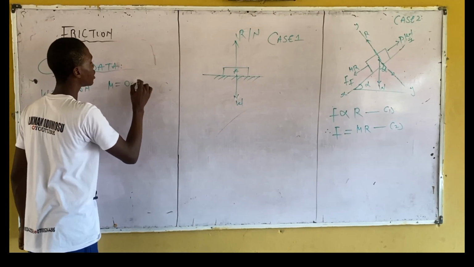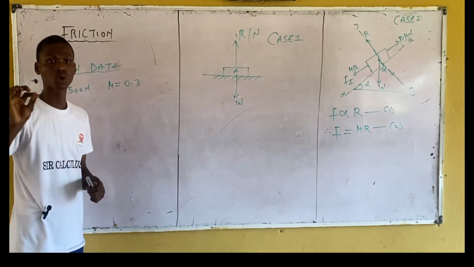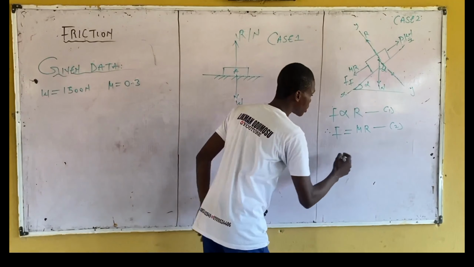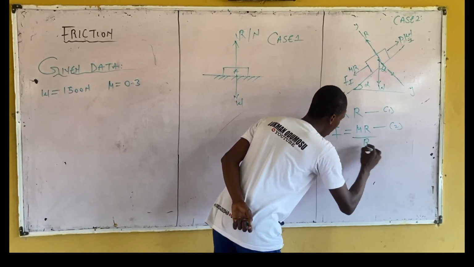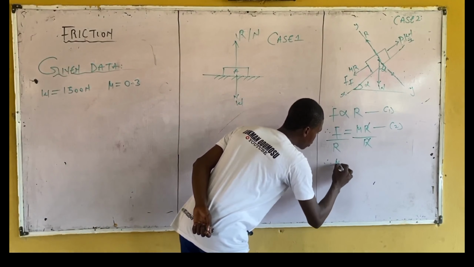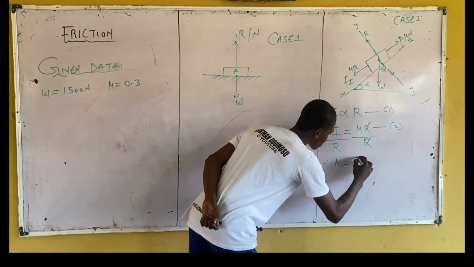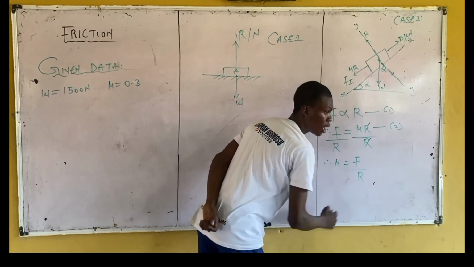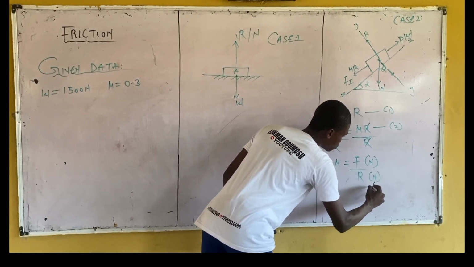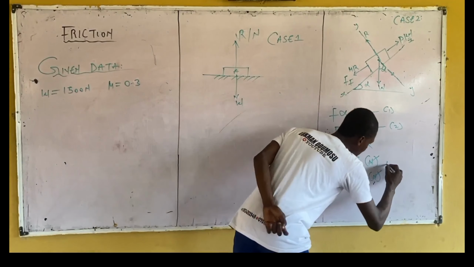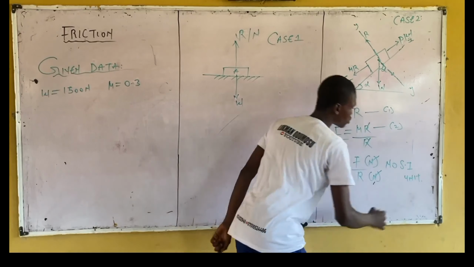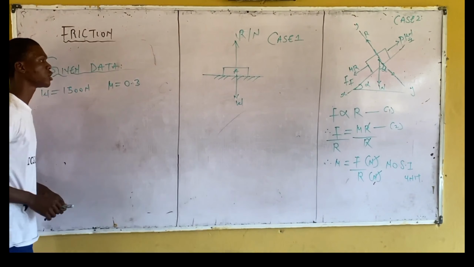Take the coefficient of friction to be 0.3. Mind you, the coefficient of friction has no unit. Why? Because from the formula, when you divide both sides by R, this cancels this, and mu, the coefficient of friction, becomes F over R. What's the unit of force? Newton. What's the unit for normal reaction? Newton. This cancels this, so no SI unit. That's the idea. Alright, moving on.